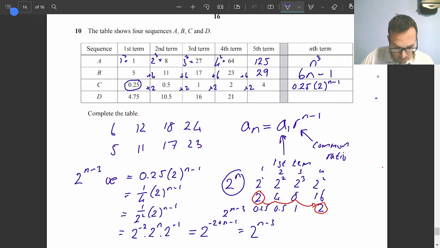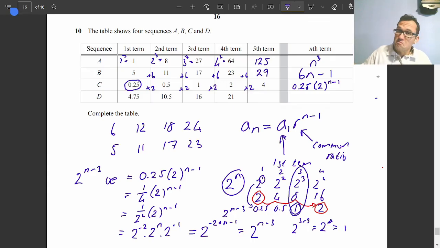Because now if we subtract 3 from the n there, 1 minus 3 is minus 2. 2 to the power of minus 2 gives us 0.25, etc. If we look at the third term there, that's 2 to the power of 3 minus 3, which gives us 2 to the power of 0. Anything to the power of 0 is 1. That's what we have there. That's another way of finding it, if it works for you.